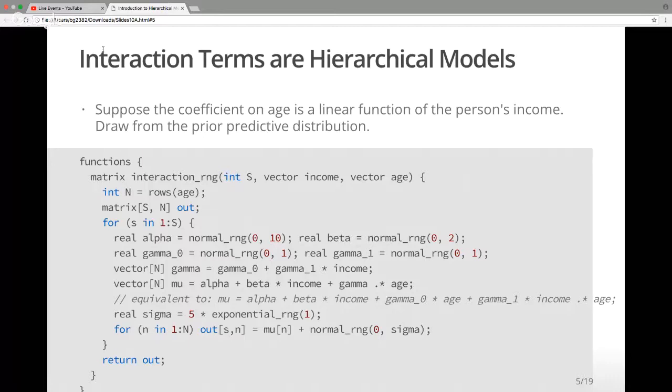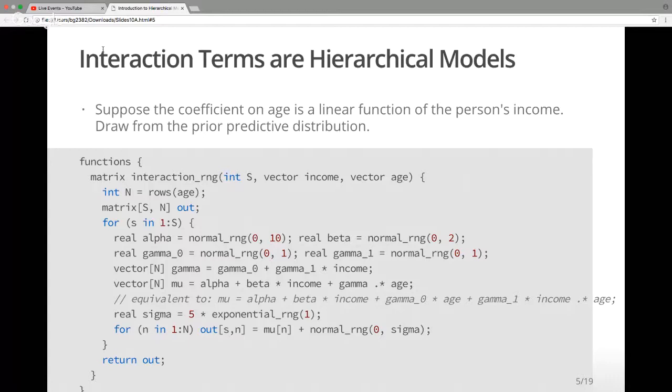We draw the intercept from a normal prior. We draw the coefficient on income from a normal prior. Obviously, you can choose different standard deviations or even different distributions for these coefficients here. And then gamma 0 and gamma 1 are themselves being drawn from normal priors. And then we compose a vector of size n, so one element for each observation in our sample, of gamma as being gamma 0 plus gamma 1 times the person's income.